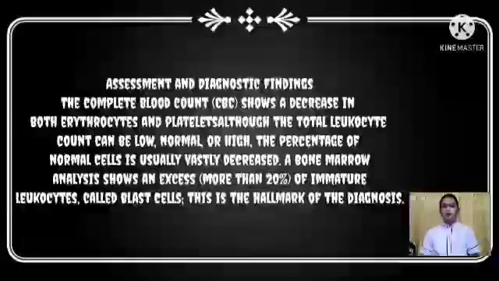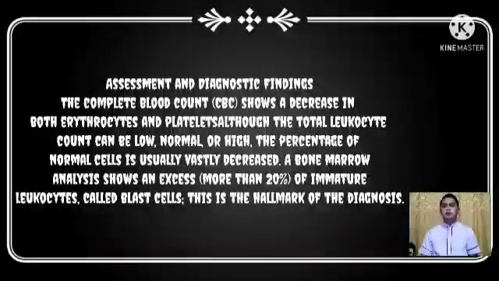The complete blood count or the CBC shows the release in both erythrocytes and platelets, although the total leukocyte count can be low, normal or high. The percentage of normal cells is usually vastly decreased. A bone marrow analysis shows an excess of more than 20% of immature leukocytes called the blast cells. This is the hallmark of the diagnosis.